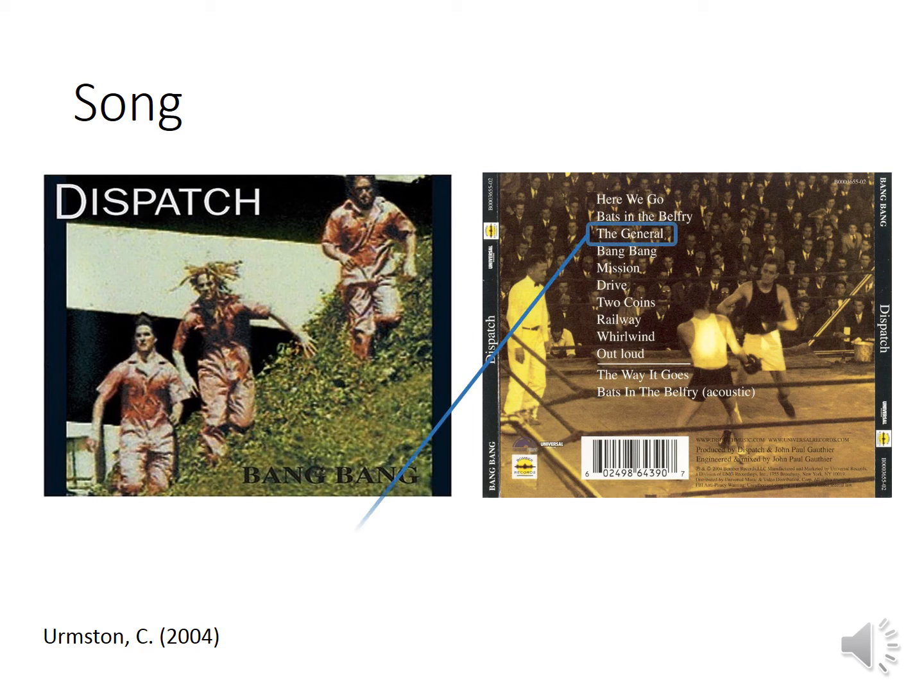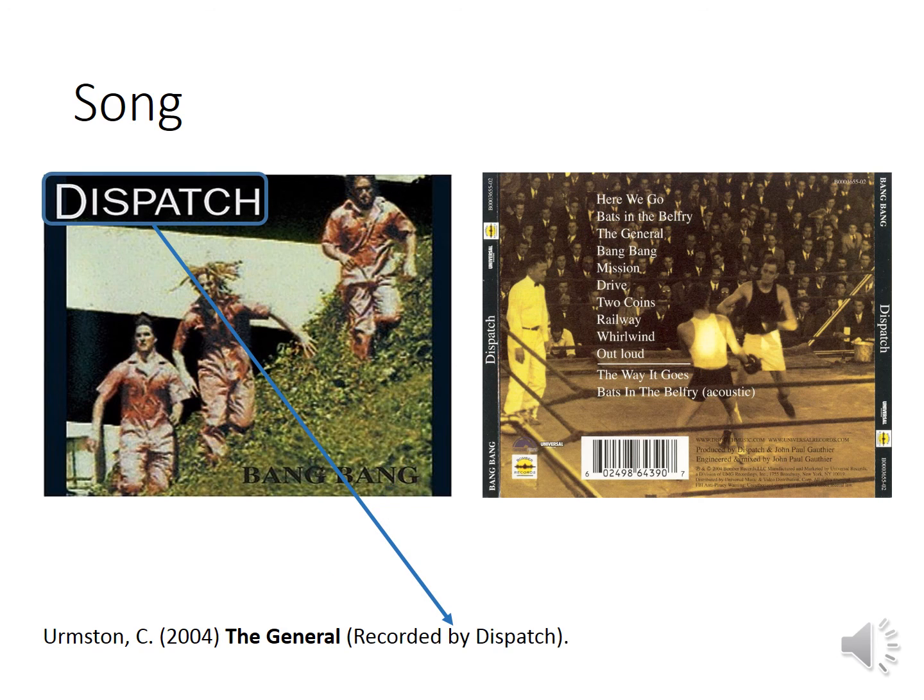So the song we're actually using is The General, so that becomes the title there. We need to know who did that song as well, because Mr. Urmston might not actually be part of the singers. In some bands they don't sing songs they've written, some other people write them. So this is why we have the recorded by Dispatch there. Dispatch was the band, they recorded the song.